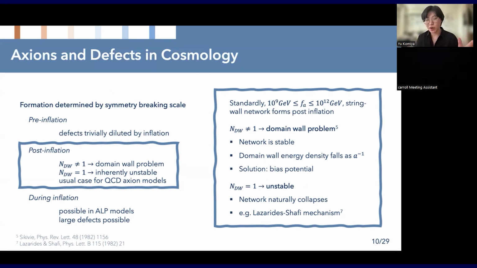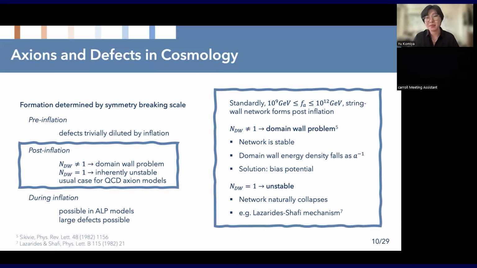And this entire network remains stable and eventually could overdominate the energy content of the universe, and that deviates from the cosmological standard model that we observe. The solution for these kinds of scenarios would be to introduce some sort of bias potential. What this does is break the degeneracy between the regions that are separated by the domain wall. So eventually there's this small pressure that acts in one direction or another and causes the entire network to eventually annihilate at some point.